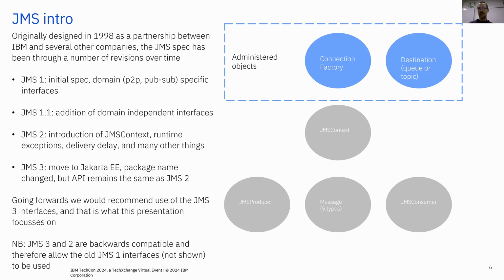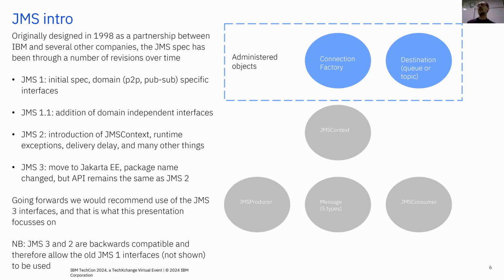And then more recently, in the last couple of years, the JMS 3 standard was introduced. And this is actually a change in who owns the standard. The earlier versions were owned by Oracle and Sun. And then JMS 3 has moved to Jakarta Enterprise Edition, which means the package names all changed, but the API basically remains the same. So going forwards, if you are going to do anything JMS related, whether with MQ or anything else, then the recommendation is to use the JMS 3 interfaces, and that's what this presentation is going to focus on.